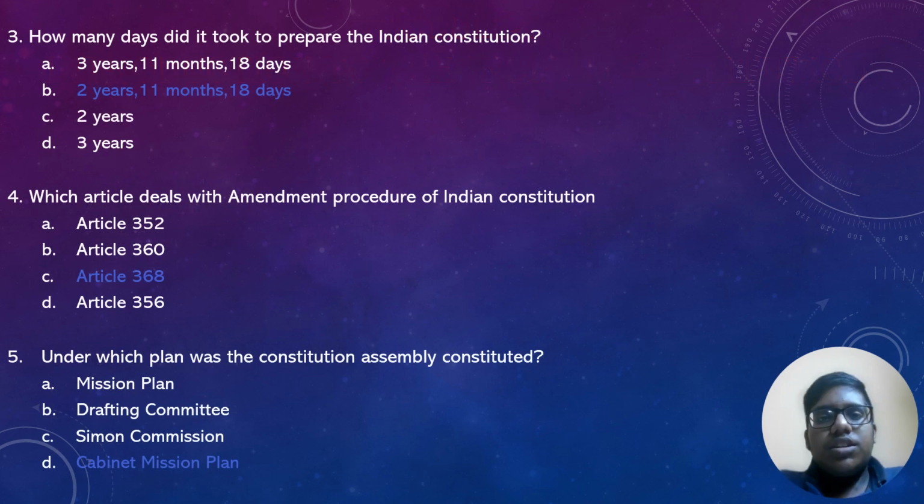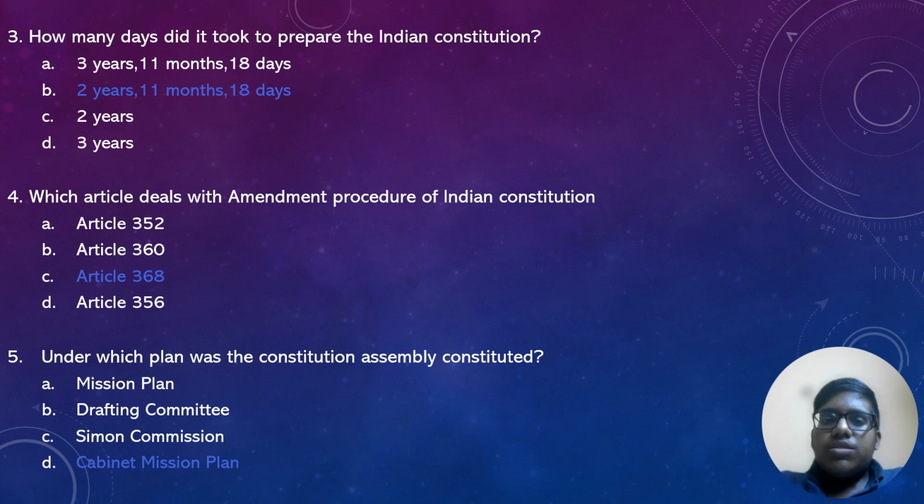How many days did it take to prepare the Indian Constitution? 3 years, 11 months, 18 days. 2 years, 11 months, 18 days. 2 years or 3 years? And the correct answer is 2 years, 11 months, 18 days.